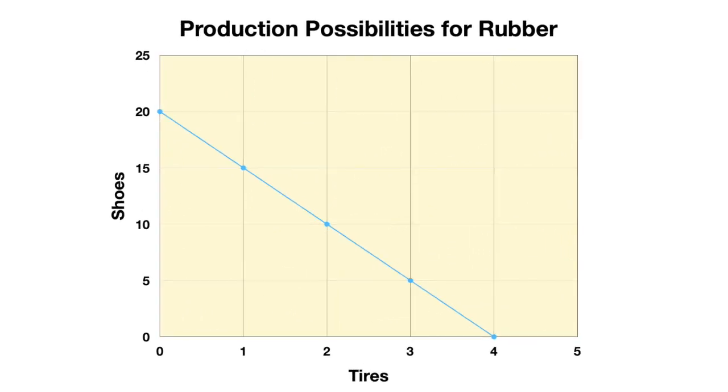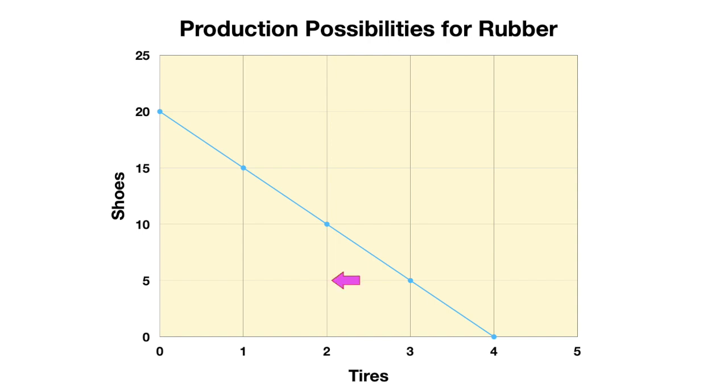So if you have this curve and you're taking a look at it, we can see that if we produce 0 tires, we can produce 20 shoes, or 20 pairs of shoes. And then if we produce 1 tire, we can produce 15 pairs of shoes. 2 tires, 10 pairs of shoes. 3 tires, 5 pairs of shoes, and 4 tires, we can't produce any shoes. So with this, we are assuming that anything that falls along that line is being used in the most efficient way possible.